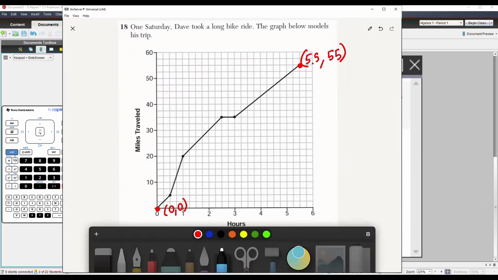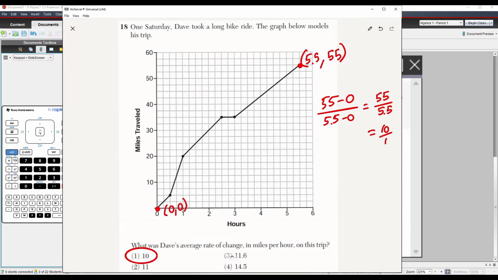Now, we basically wind up with the same thing. It's going to be 55 minus 0 over 5.5 minus 0, which is the same thing we just got doing the rise over run, which we should have. So this is just going to be 10 over 1, which means it's 10. Done. That's it.